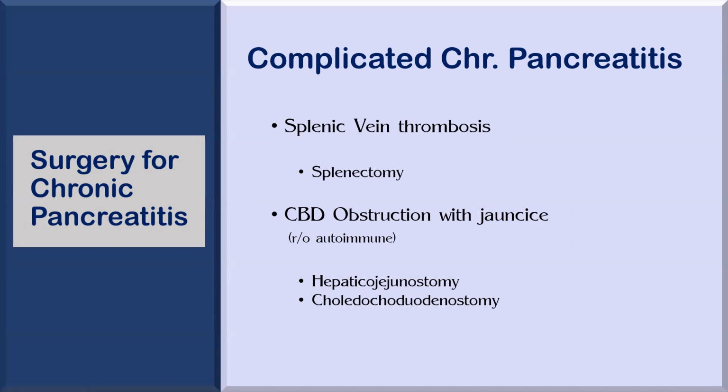In a chronic setting, the duodenal and colonic strictures are all very rare. But what is a lot more common is splenic vein thrombosis because of the inflammation that leads to a so-called left-sided portal hypertension, when you may have to do a splenectomy. That's one of the indications for that. But CBD obstruction is a lot more common.